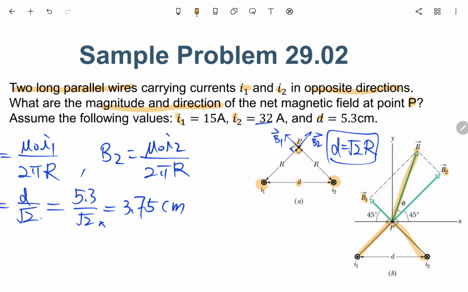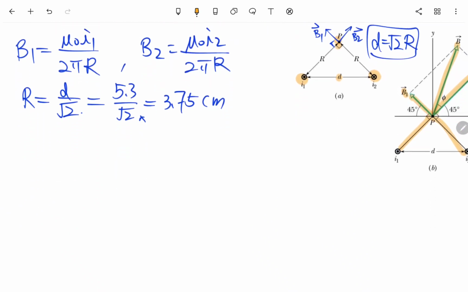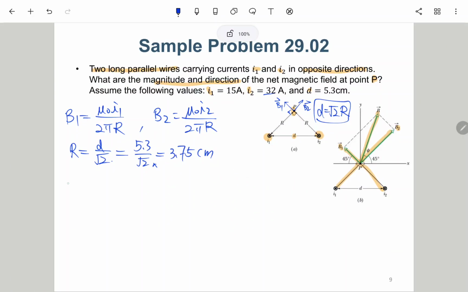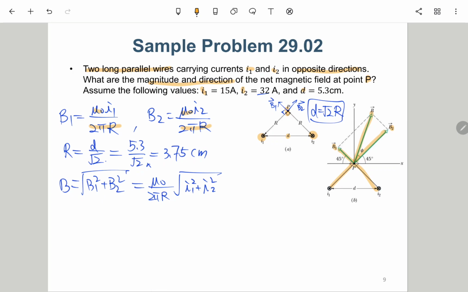Anyway, the B will be like this. This one is perpendicular to the other, so B1 and B2 are perpendicular to each other. So the overall B should be B1 squared plus B2 squared, and then taking the square root of the whole thing. Finally, it turns out to be mu 0 over 2 pi r times the square root of I1 squared plus I2 squared. Because mu 0 over 2 pi r is a common factor, taking the square and adding them together, it can be factored out, and going out, it will be itself.